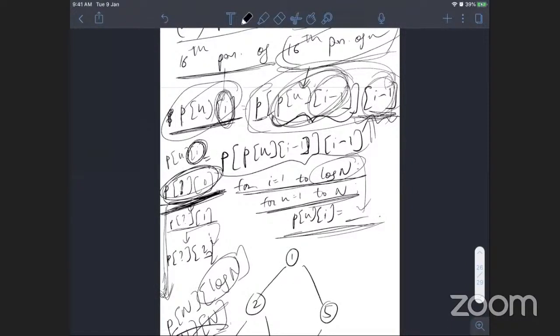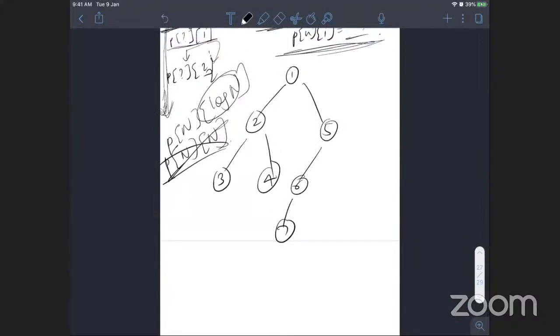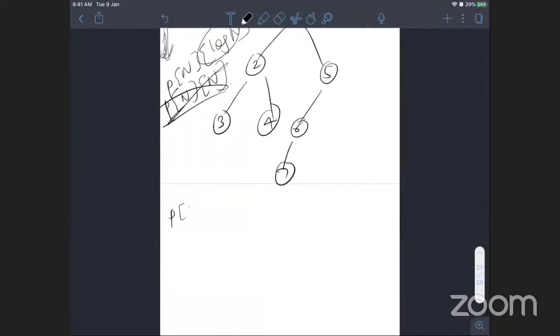Conceptually, you should still think of this as 2 to the power i, 2 to the power i minus 1, 2 to the power i minus 1. Conceptually. Cool. Okay. In the path aggregate questions, generally what happens is with your P[u][i] array, you also have a value[i] array.